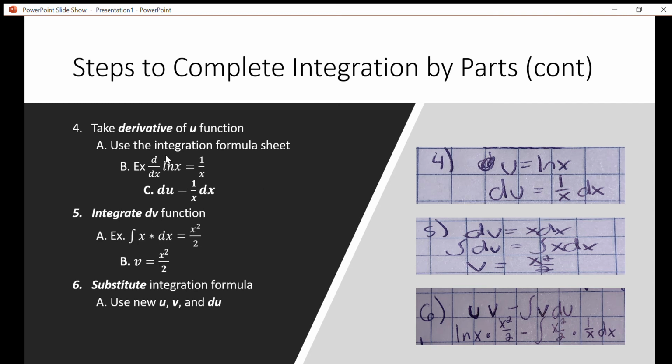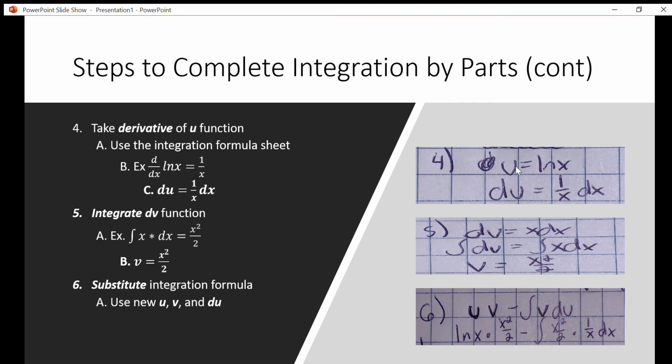d over dx of ln of x is equal to 1 over x. That's just a formula that we have. That's as much as I can explain for that. So we take the derivative of u. When we take the derivative of u, we have to write du because that's explaining our derivative. Now, once we take the derivative of ln of x, we should have 1 over x times the derivative of x, so dx. Always remember that.